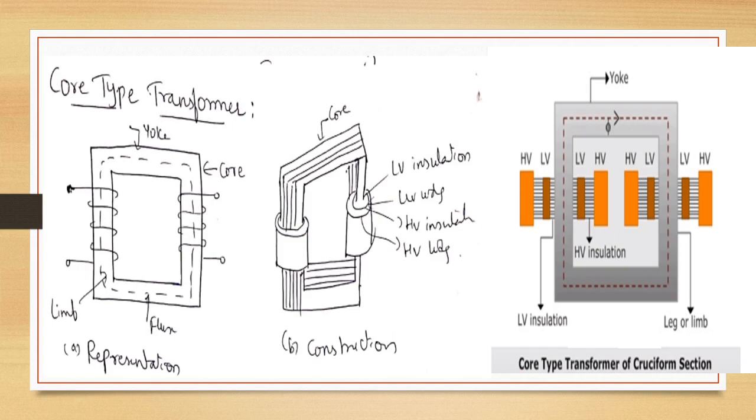So there are two basic parts of a transformer, that is magnetic core and windings or coils. The core of the transformer is either square or rectangular in shape, and it is further divided into two parts. The vertical portion on which coils are wound is called a limb, and the top and bottom horizontal portion is called a yoke.